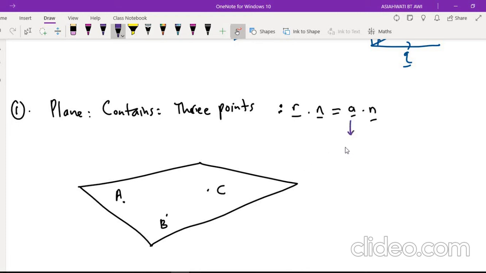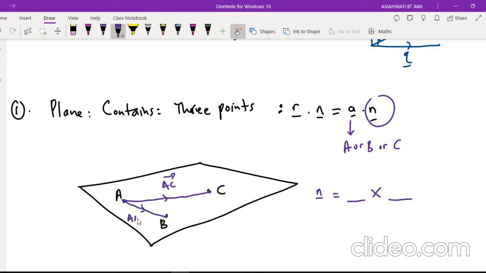For a, you can take point A or point B or point C. But to find the vector n, you need the cross product of two vectors. From the given 3 points, find the vectors: join A to C to get vector AC, and join A to B to find vector AB. Here is vector AB cross vector AC, which gives a vector perpendicular to the plane, that is n. Substitute here, do the dot product, and you get the vector equation of the plane for this case.